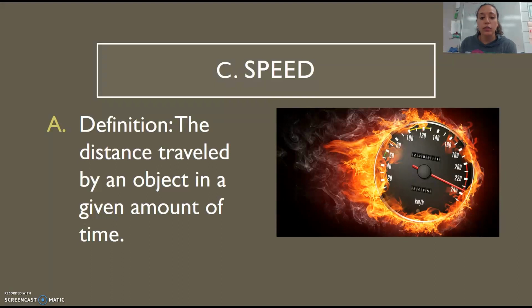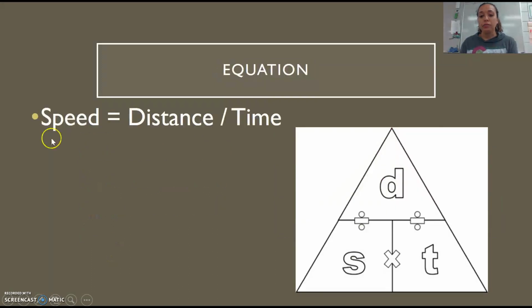Okay, so the next thing we're talking about is speed. Speed is the distance traveled by an object in a given amount of time. So speed has two variables. The two are going to be distance and time. So how far you're going and how much time it takes you to get there. So here's your equation. Speed equals distance over time.